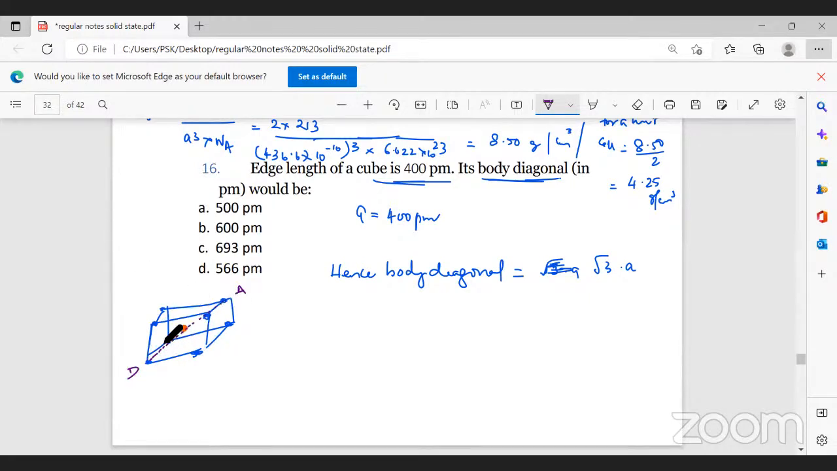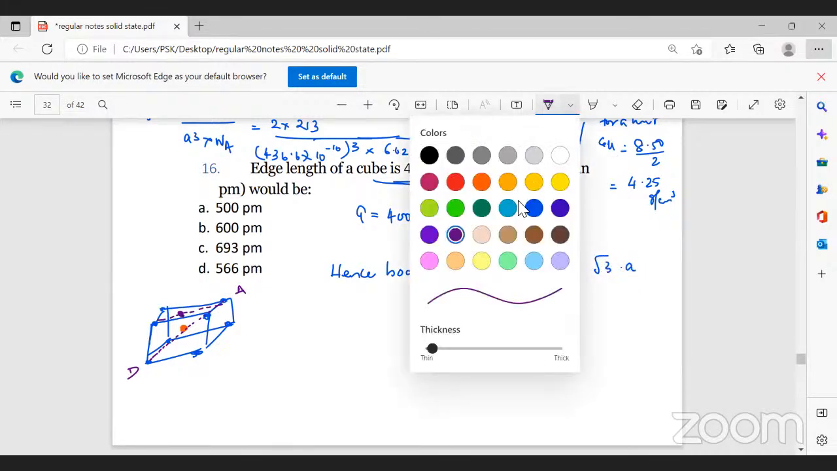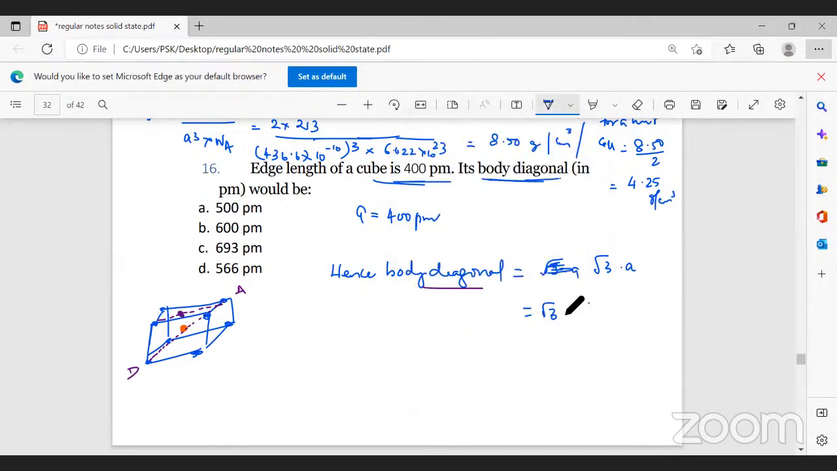So if at all they ask you for face diagonal, you should remember that if there is a particle at the center of the face, this will be called what? Face diagonal. For body diagonal, the distance is square root of 3 into A. So root 3 into A, and what is A? They've given A to be 400 picometers. On simplification, you will get the answer to be 693 picometers. It's simple mathematics.